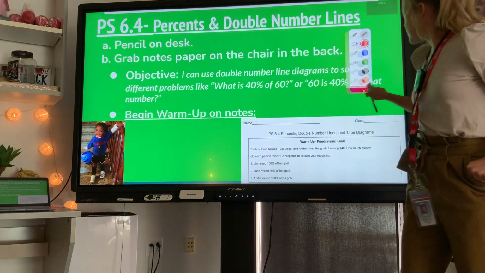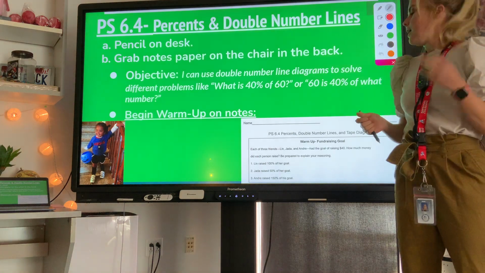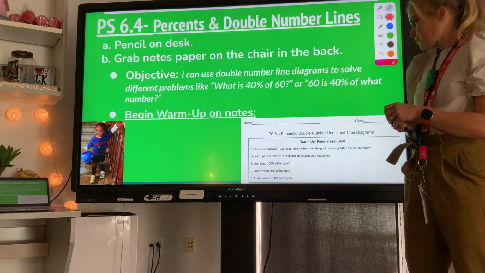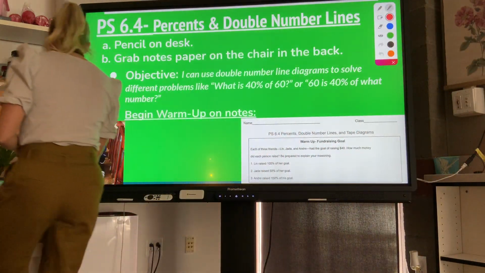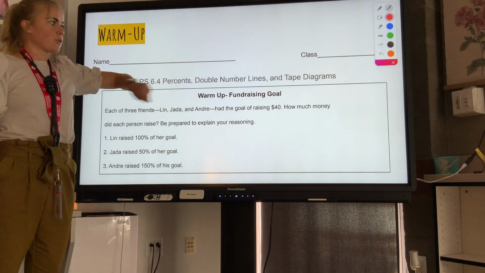Percents are really fun because they're really applicable to what we use in our everyday life, like as shoppers, going to the store and things like that. So we're going to start with our warm up. Make sure you put your name on your paper and we will go through the problem.